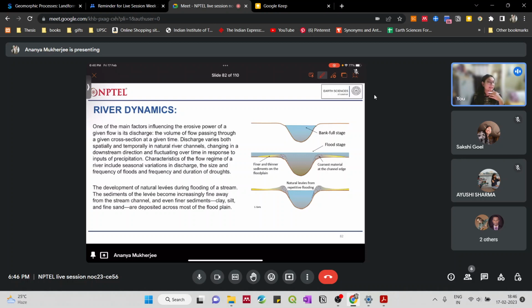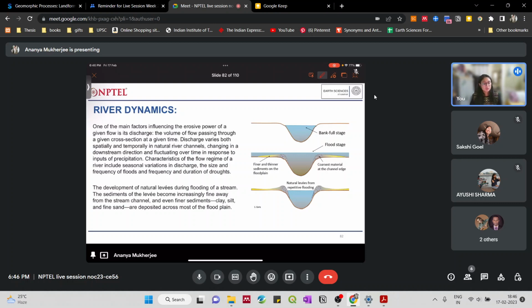Then obviously climatic variations, weather variations, places which are more frequently flooded, or places where you have more dry spells, more droughts, all these conditions are going to affect how your river geomorphology is taking place.